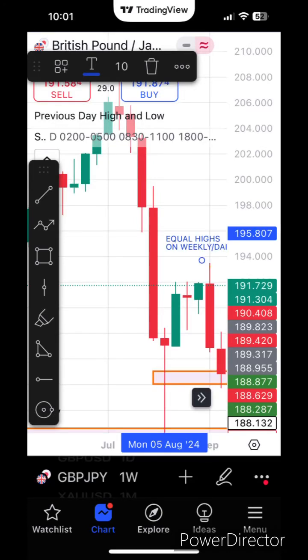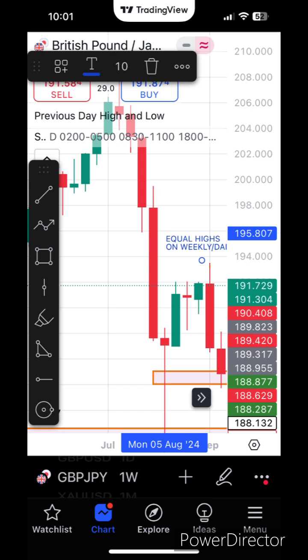So here we're looking at the weekly chart of GJ, or the British pound, Japanese yen, and this is what it looked like before this week that just passed traded. So this is what we would have been looking at before last week, and I have marked on there some equal highs to the left on the weekly and the daily chart.